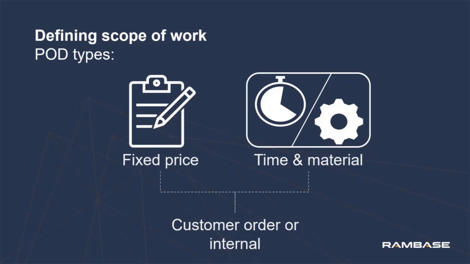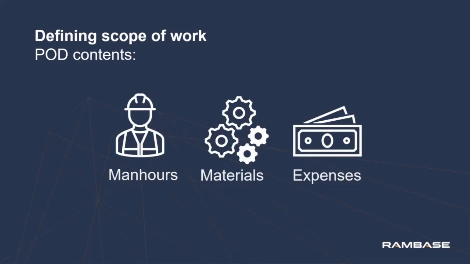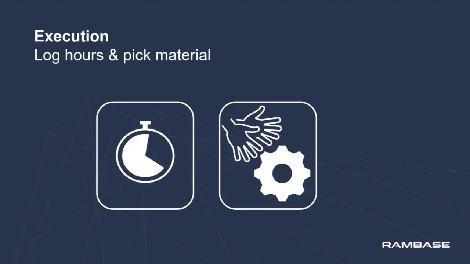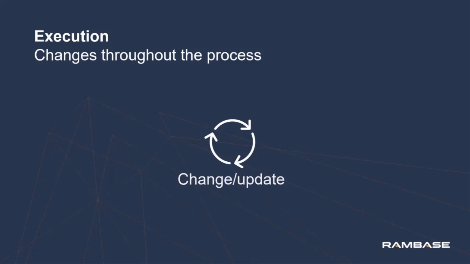Both types of orders can be internal ones, used for research and development, for example. On a project order, you can add items for man-hours, materials, and expenses. And when the work starts, the operators can log hours and pick material, and should they throughout the process find out that they need more material, more quantity can be added.